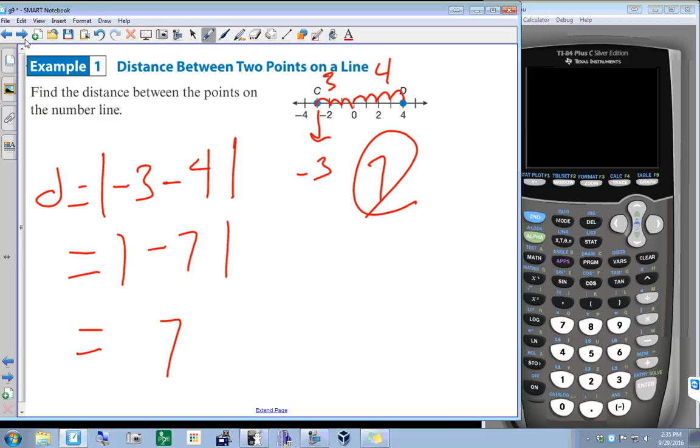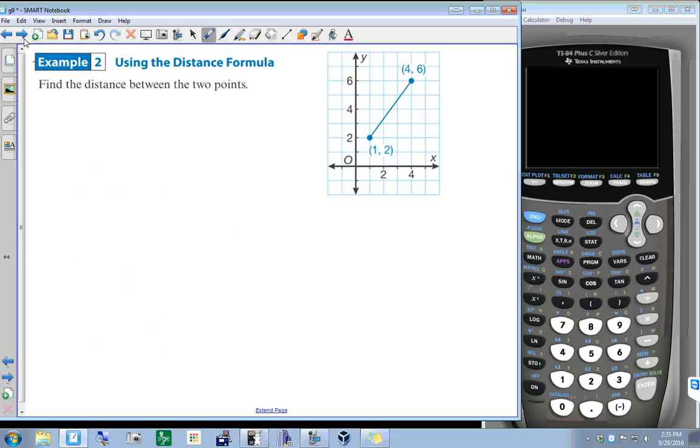Let's try this one. Now I want to use the distance formula. Well, if you remember back to when we were playing with right triangles the other day, could I draw this in here and make this a right triangle? How far is it from here to here? 3. How far up is it? 4. Anybody remember what I said whenever you've got legs that are 3 and 4? 5. So this has to be 5, right?